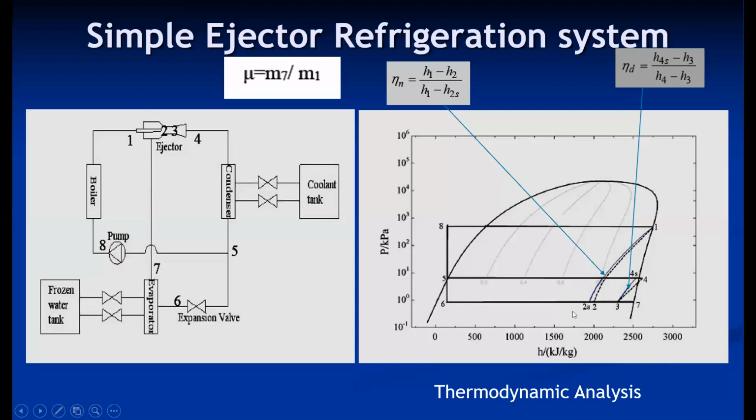So mixing of 7 and 2 takes place, and the mixing point is point number 3. So this completes the cycle. So this is how the simple ejector system works.